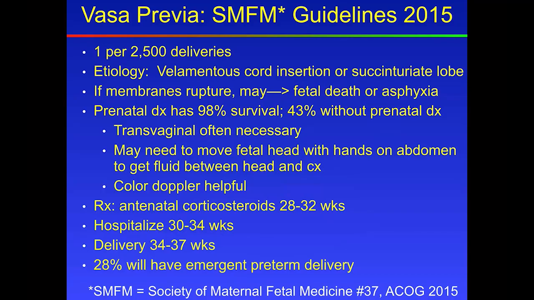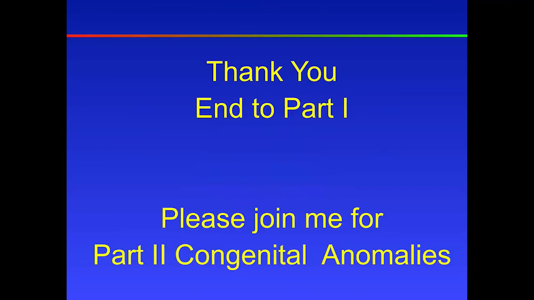We treat these babies with corticosteroids between 28 and 32 weeks. We hospitalize them between 30 and 34 and deliver them between 34 and 37. In San Diego, we deliver them all at 34 weeks. And about 28% will end up with an emergent preterm delivery. So that is the end of part 1.